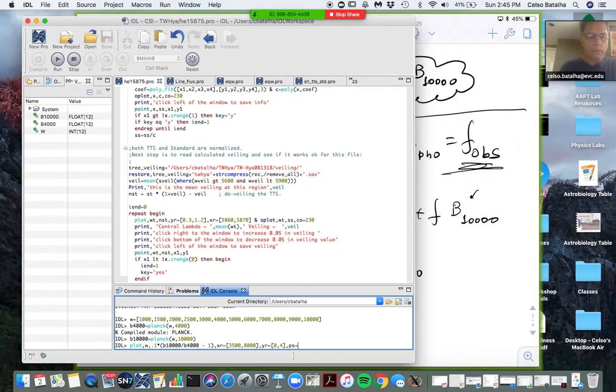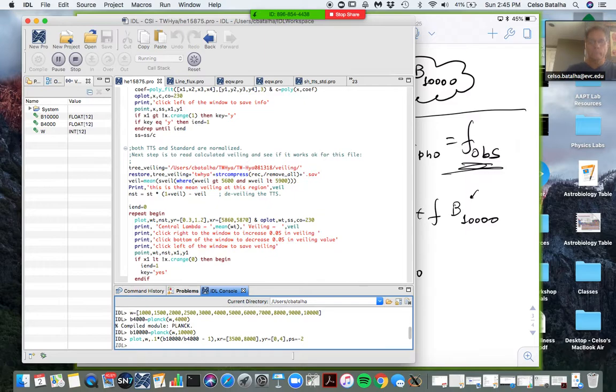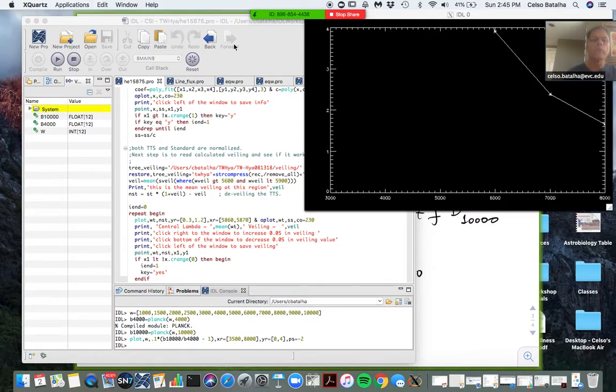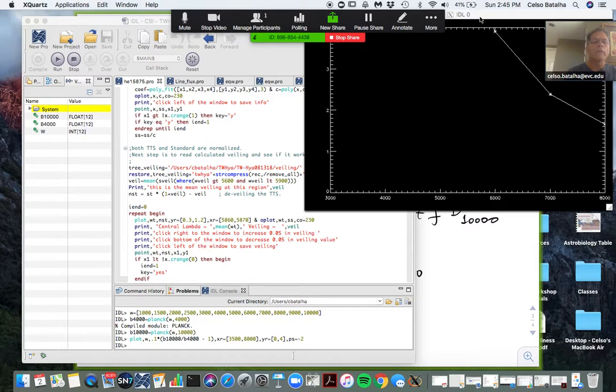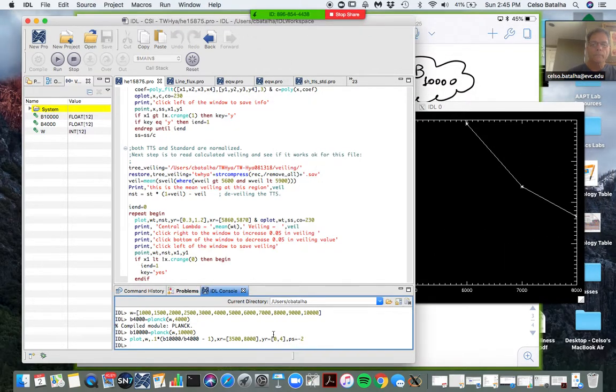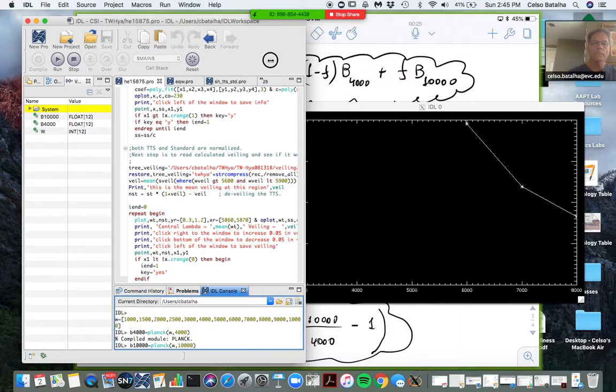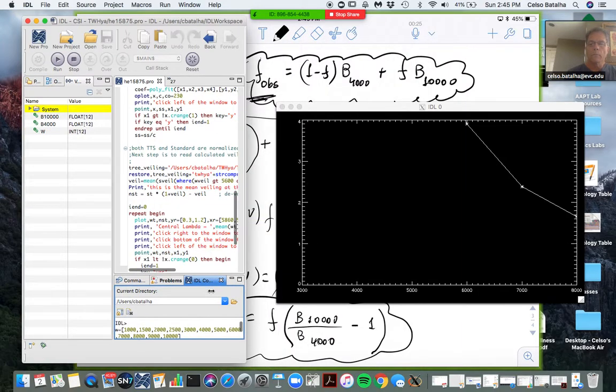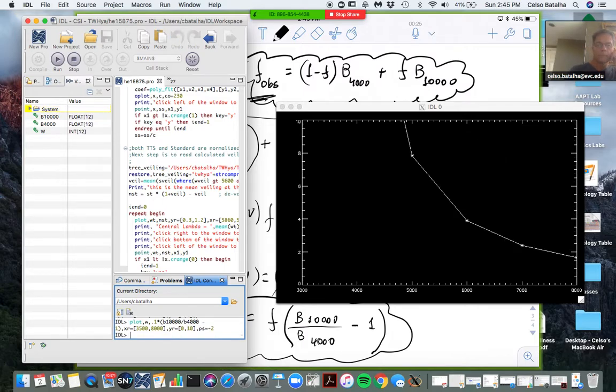PS equal -2. Oops. Too high over the PS, let's say veiling 10. Now you see how this quantity goes wild in the blue range. I mean, you could try different combinations.